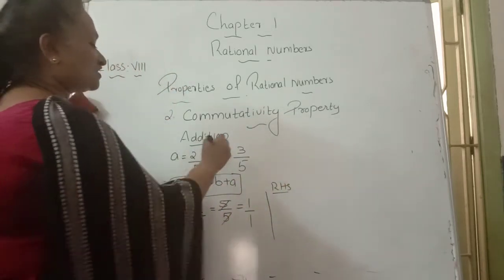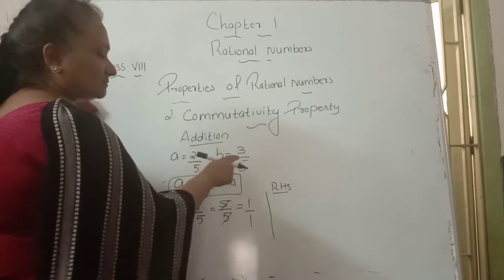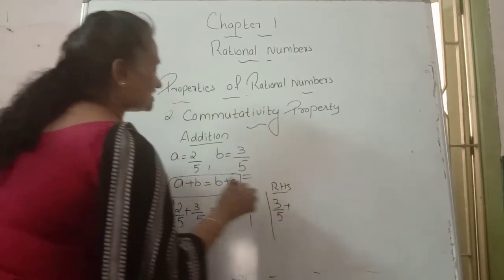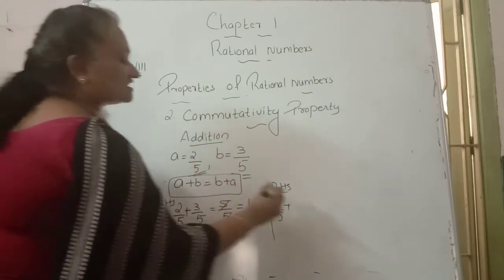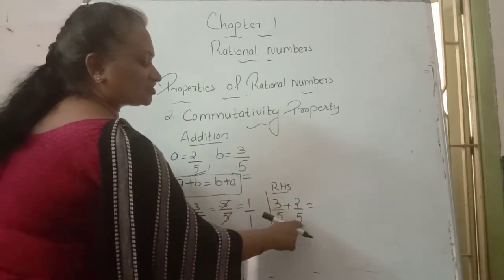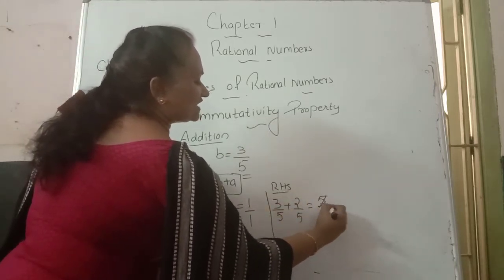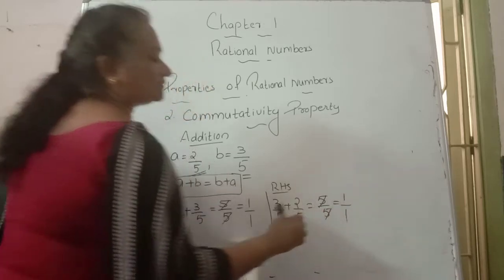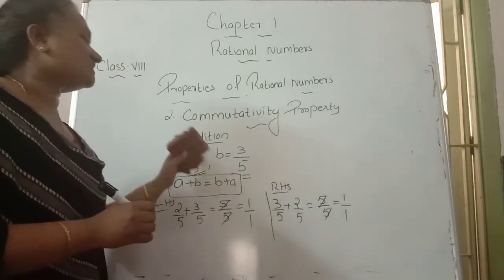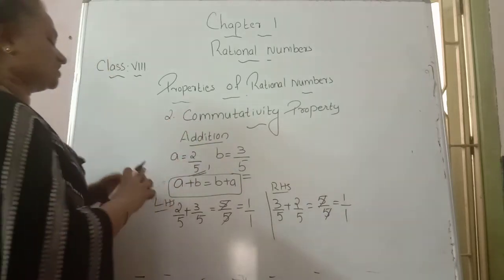Once we check it, our RHS side says b plus a. B value here is how much? 3 by 5. 3 by 5 plus a value, how much do we consider? 2 by 5. Then here also, adding, the denominators are the same. That's why numerator adding gives 5 by 5, cancelling, how much did we get? 1. So LHS and RHS are equal. That's why we can say the commutativity property is satisfied under the addition case.